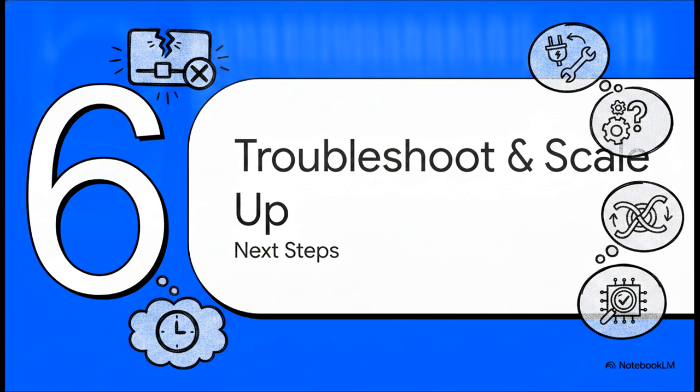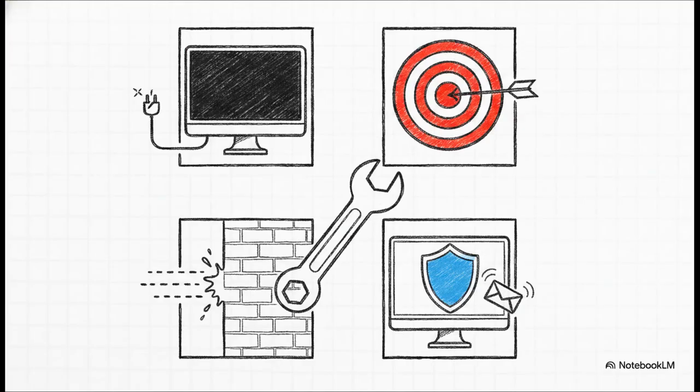Finally, Part 6, troubleshooting and scaling up. What happens if your ping just drops into the void? Don't panic. Almost every first-run issue falls into 4 easy buckets. First, check the dashboard. Is the agent offline? If so, just restart it. Second, make sure you aren't pinging the local LAN address. It has to be the virtual IP.